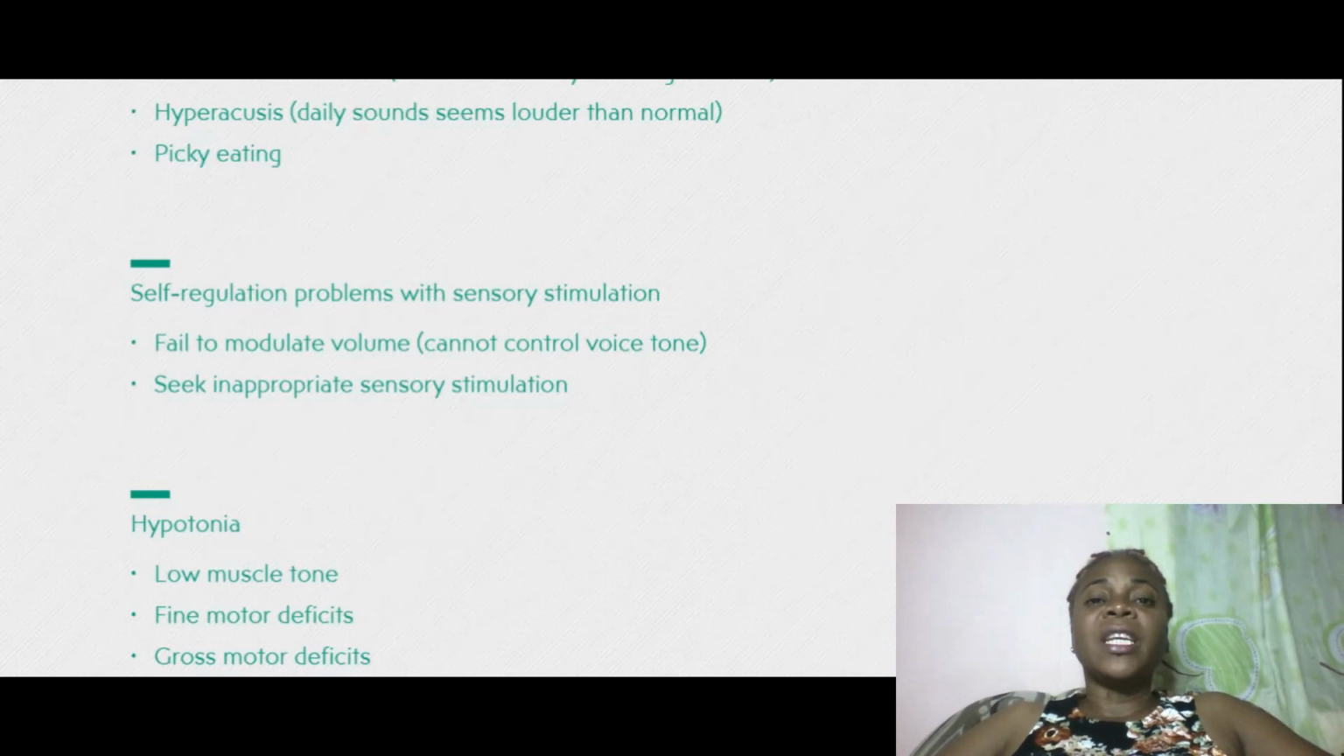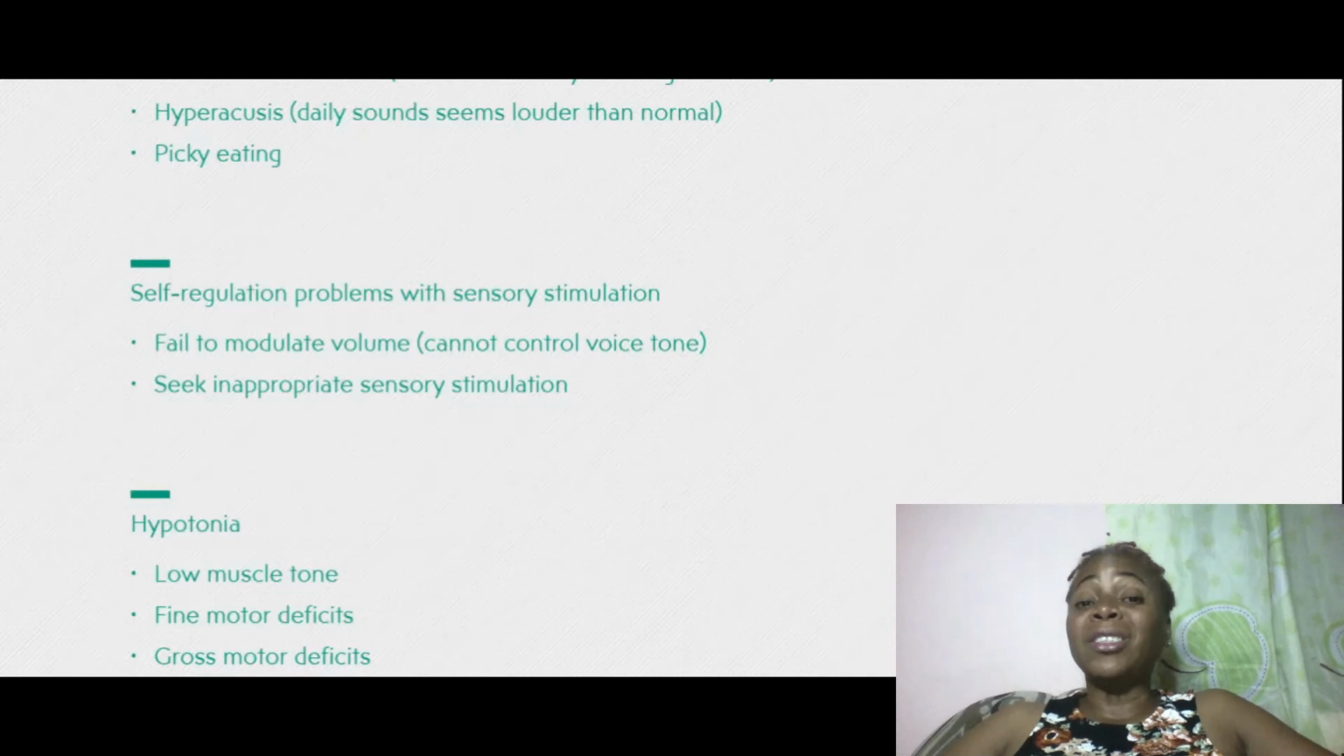And a number of them engage in picky eating. So you have to manage their diets and nutrition, try to get them on programs so that they can eat. A number of them do not like to eat, they engage in picky eating.